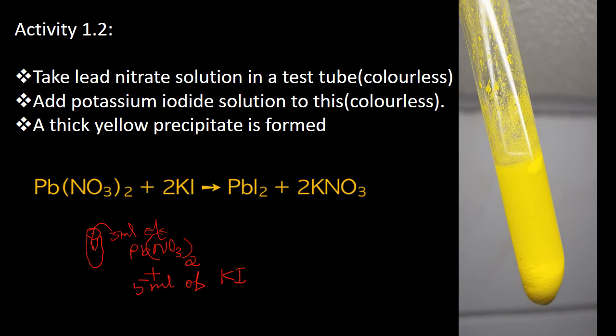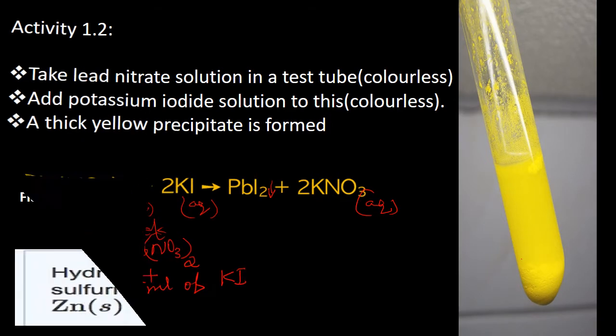Here look at this equation. Pb(NO3)2, lead nitrate, combines with potassium iodide to form lead iodide, which is a precipitate. We can represent that with a downward arrow. What is the color of lead iodide? Yellow in color. And potassium nitrate is in solution form, so we will write it as aqueous. Both these are solution forms, that means they are dissolved in water, so you have to use the symbol aq. So you can understand there is a chemical reaction with the formation of a precipitate.